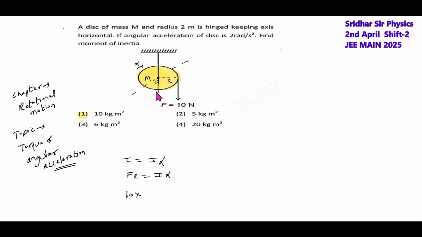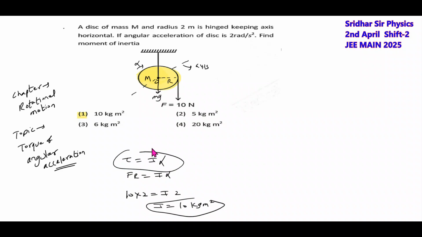So what about the weight? The weight mg is acting, but it will intersect the axis of rotation. So therefore the torque by the weight will be 0. Only torque is set up by the applied force. So 10 into R. R is 2 meter. Angular acceleration 2. So moment of inertia will be 10 kg meter square. Simple. Somehow you should know this torque equal to I alpha, and just the basic idea of how torque is set up, F into R. So we'll move to the next question.